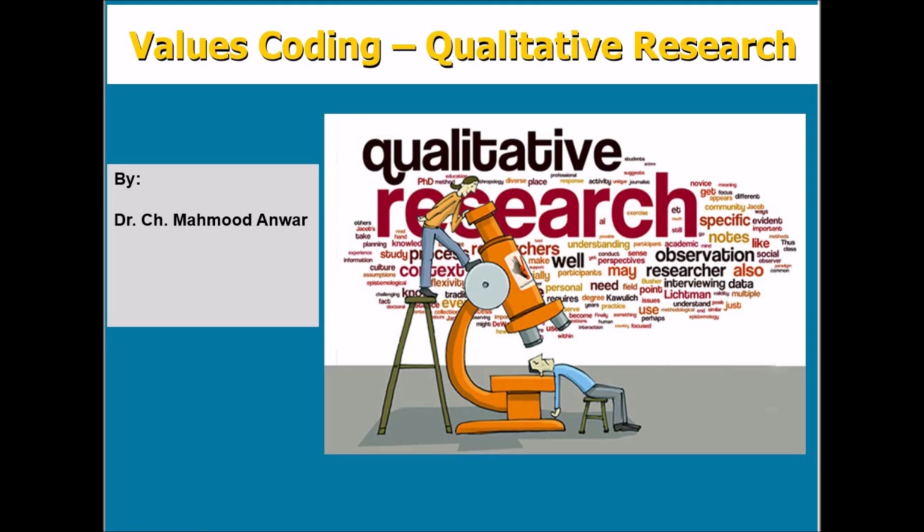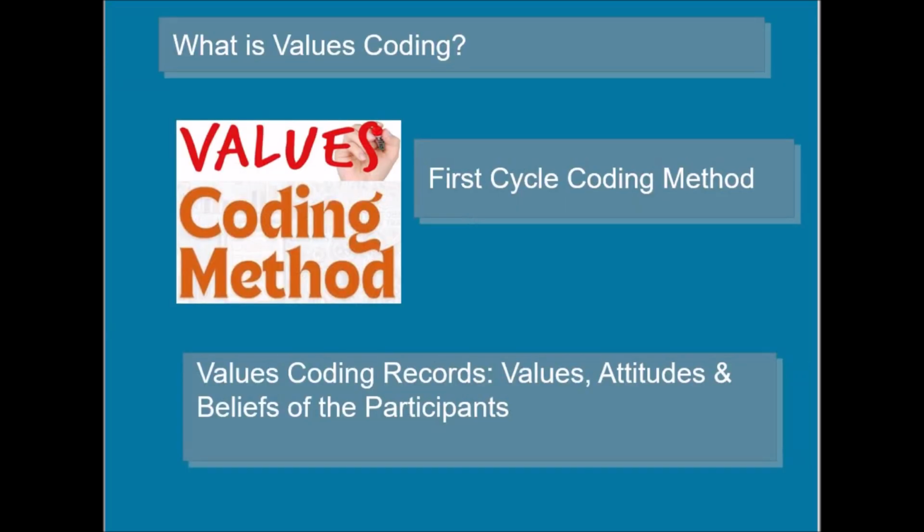In this lecture, I will guide you how to conduct values coding in qualitative research analysis. What is values coding? Always remember that values coding belongs to the first cycle coding method. Values coding records values, attitudes and beliefs of the participants of your qualitative research project.